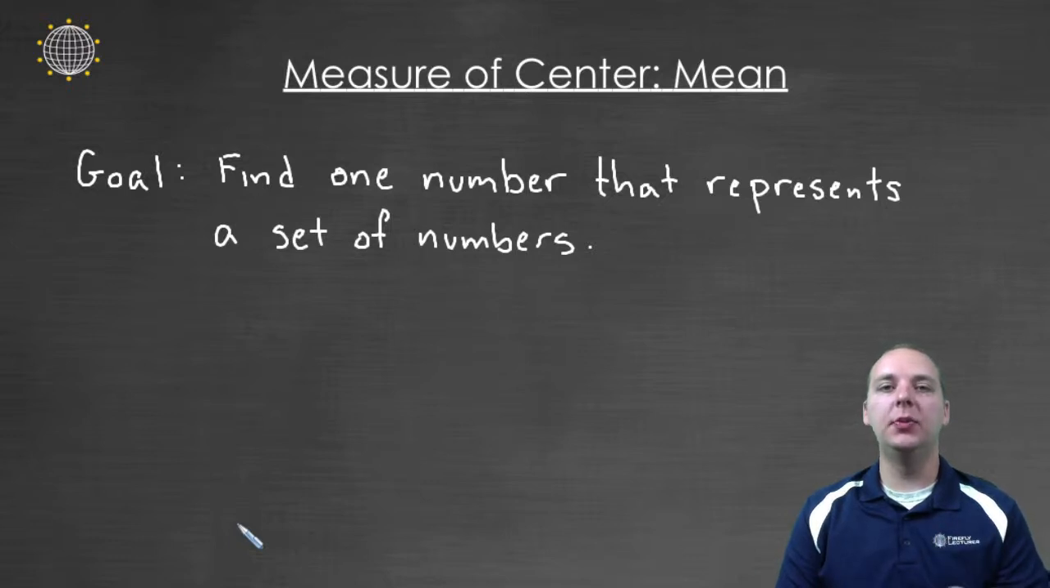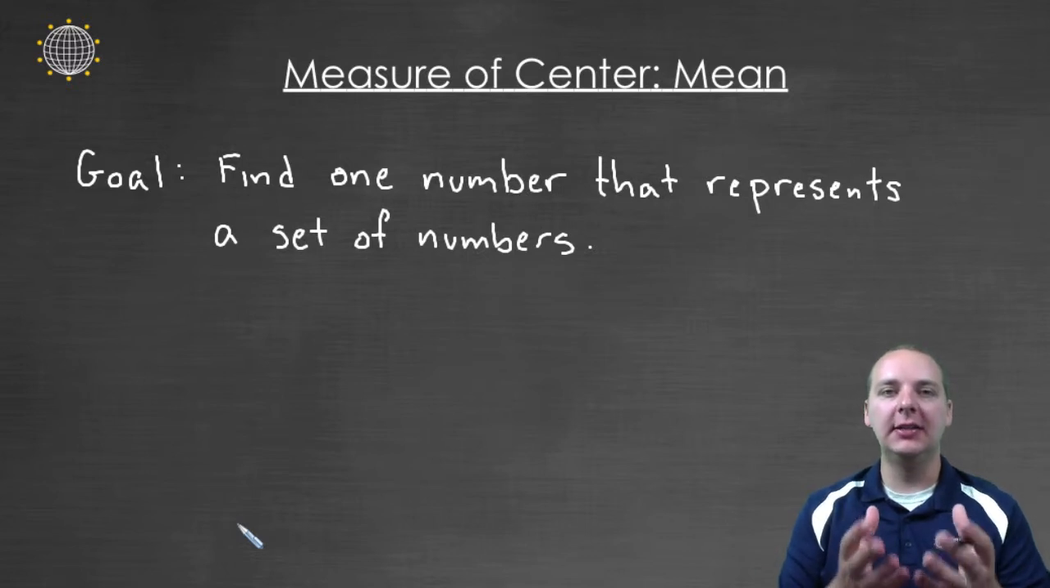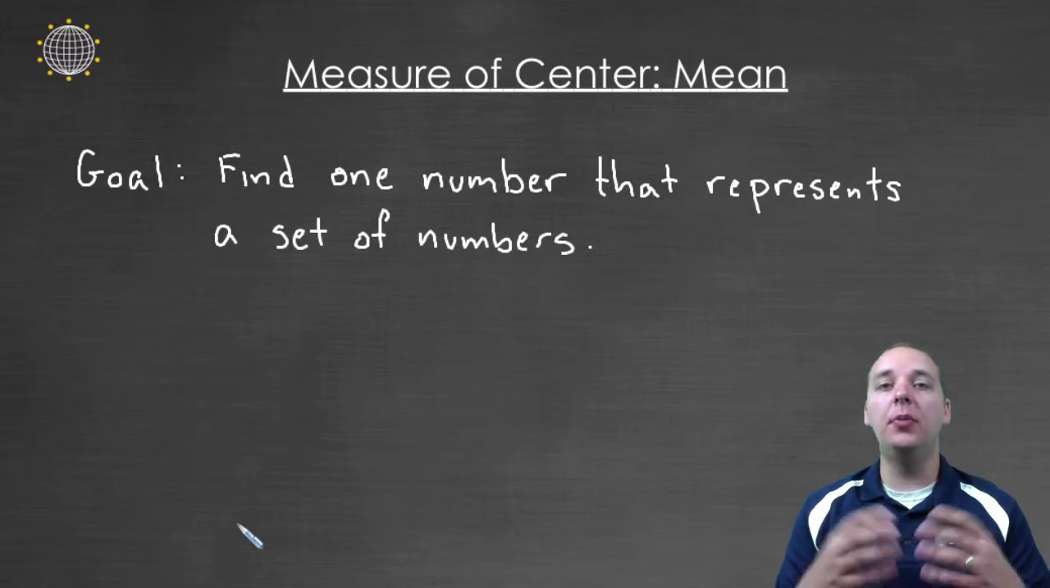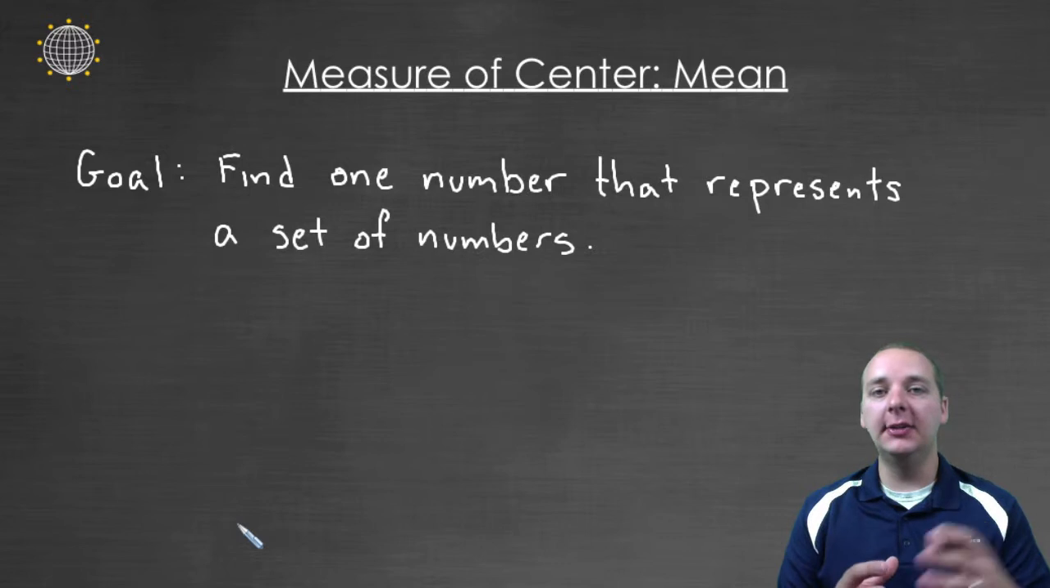There are a lot of different situations where you might have a large set of data and you want to find one number that best represents this entire set of data. And we call these measures of center. It turns out there's quite a number of different measures of center. In this video, we're going to look at one in particular called the mean.